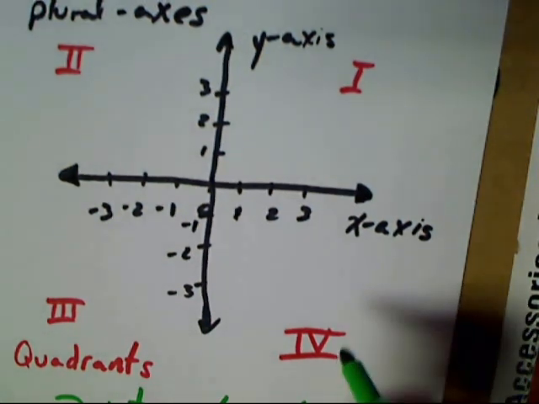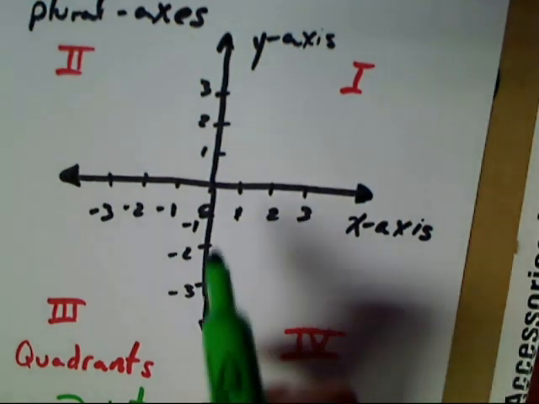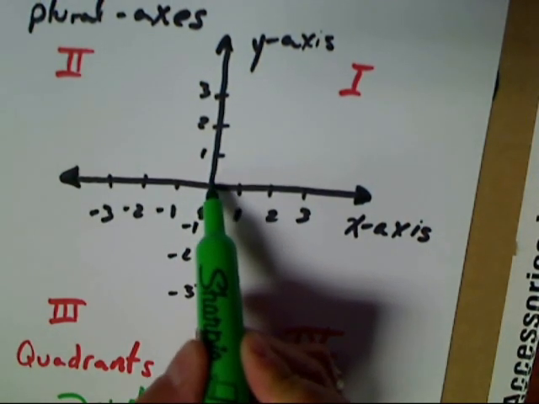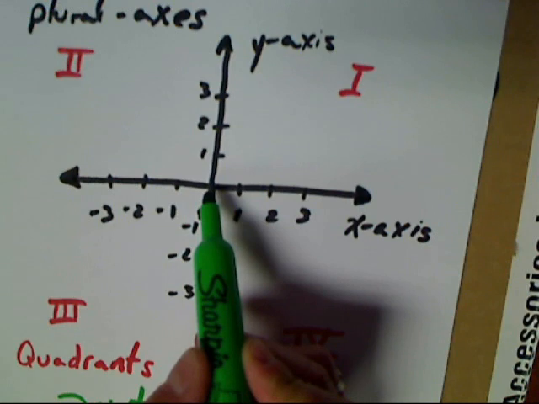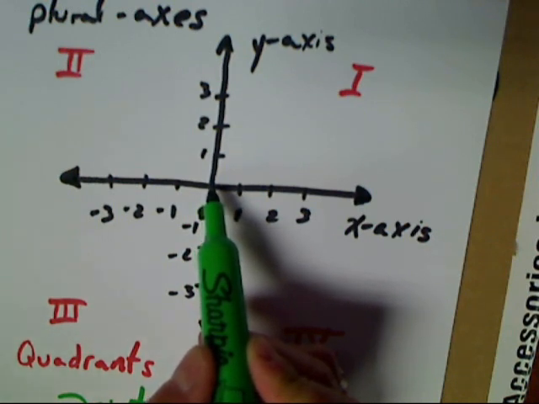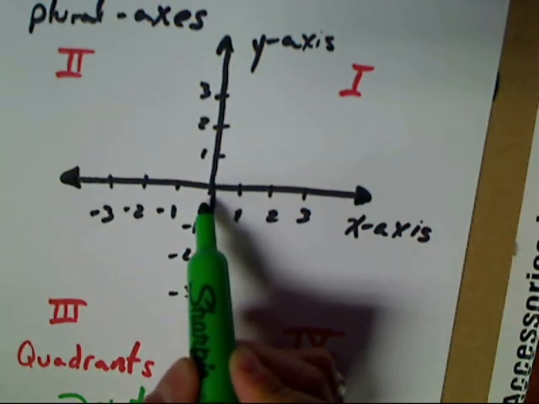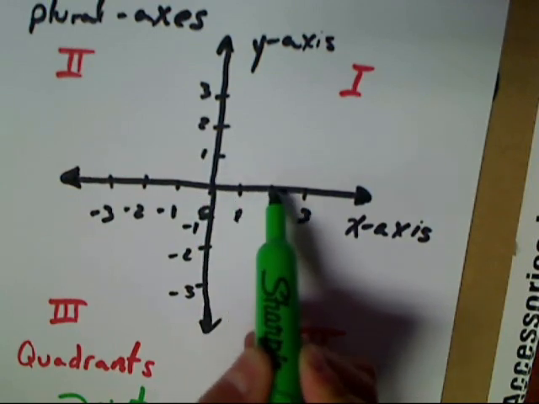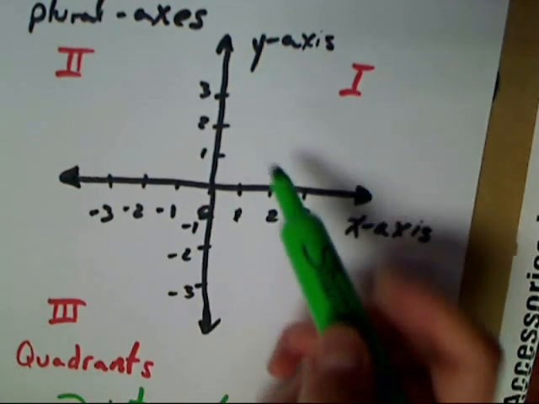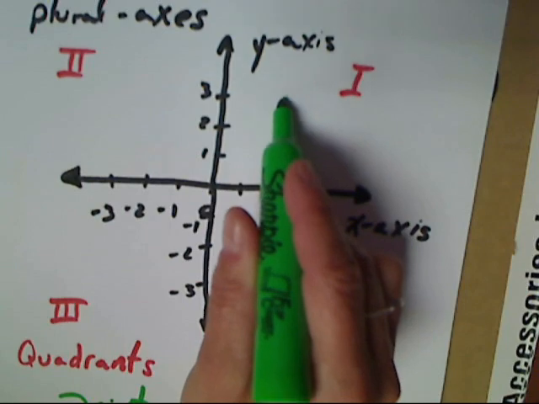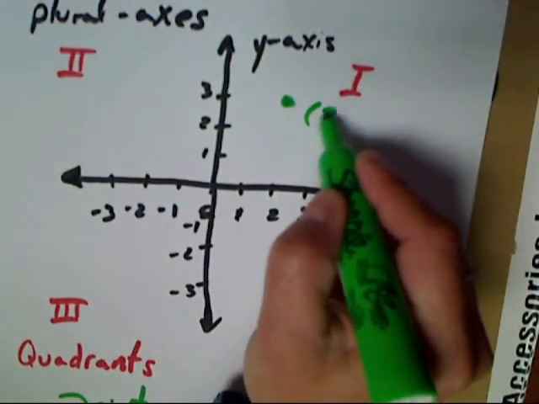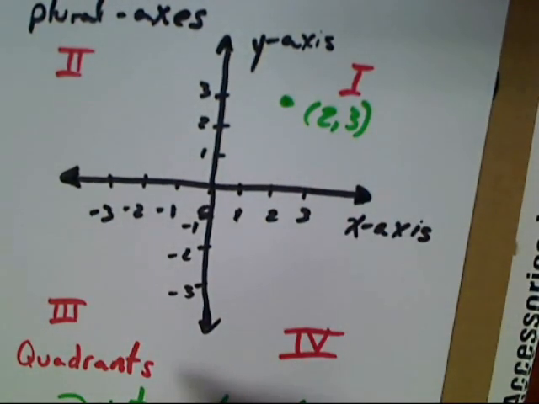So if I had the point (2, 3), I start where the axes meet, that is the origin, it's the beginning of all things. And if it's the point (2, 3), I go x 2, which is 1, 2, positive here. And then from that point up 1, 2, 3. And right there is the point (2, 3).